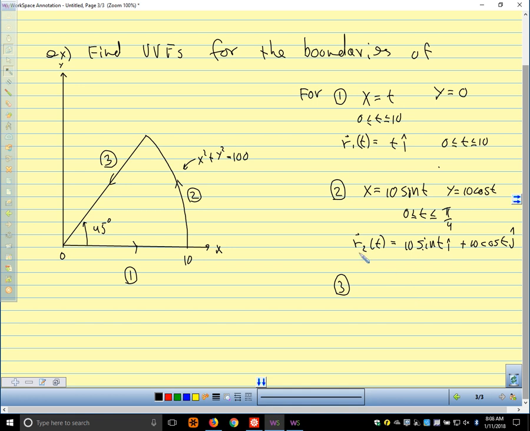For the third boundary, well, one, we need this point. Can we just plug in pi over 4 here? Yeah? So what do we end up with? And before we even do that, what is this line? This line is y equals x, right? So what does this point come out to be? 5 square root 2, 5 square root 2?